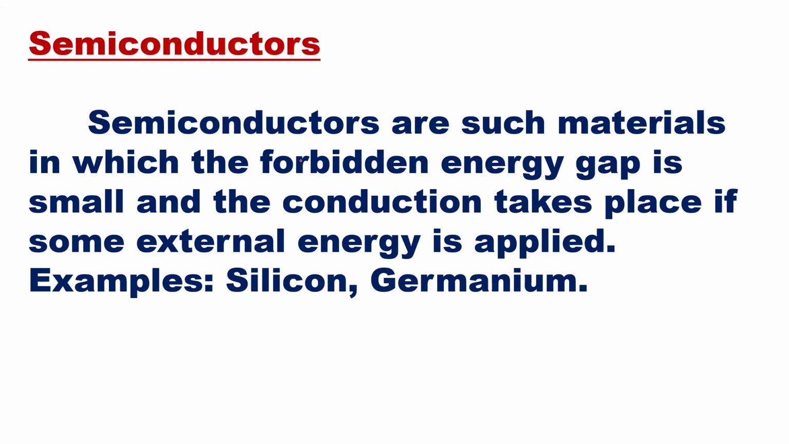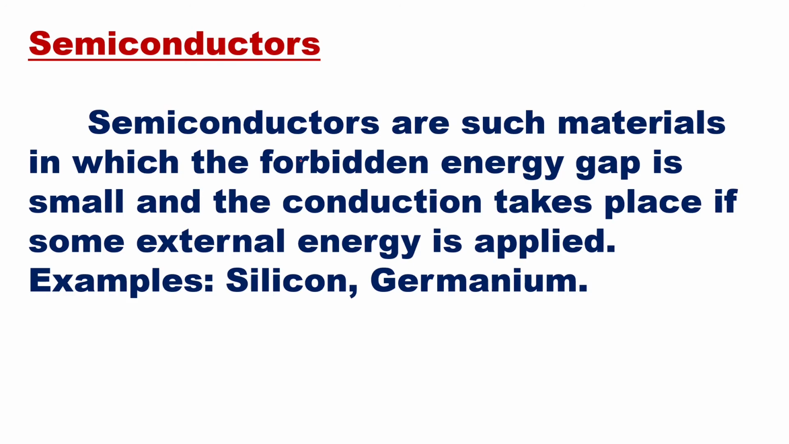And the most commonly used semiconducting materials are silicon and germanium. These are very important. Now here, if you see this definition of semiconductor, it says that they have a lower forbidden energy gap. That is, the gap between the conduction band and valence band is very small. That means if you apply a certain small energy, a valence electron that is in the outermost orbit of an atom can become free and enter the conduction band.